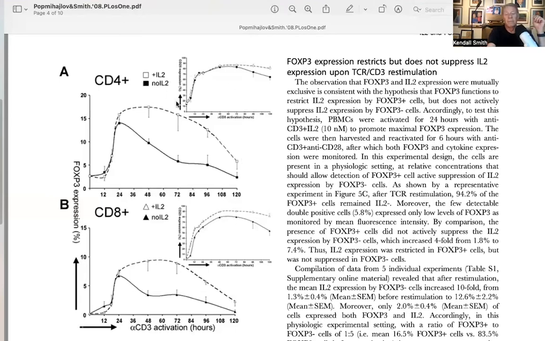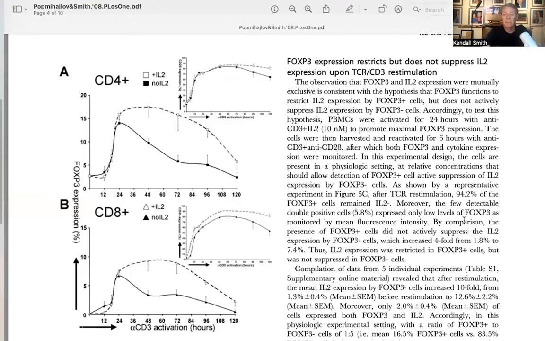If you look at the alpha chain positivity, it comes up in both compartments and stays up essentially over the course of the experiments, both in CD4s as well as CD8s. And you see the same phenomenon of interleukin-2 prolonging the expression of FOXP3.